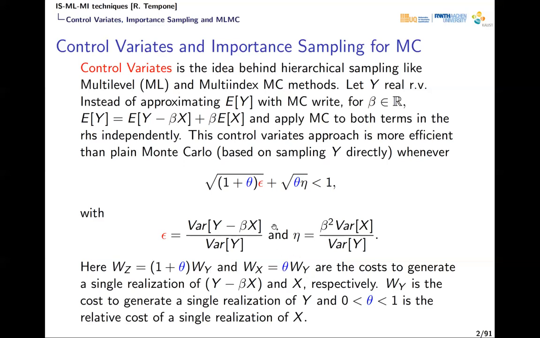So this technique will be efficient whenever this happens. Namely, again, x has to be cheap and sufficiently correlated to make epsilon small and also theta small. If that is the case, the first term is governed by the square root of epsilon, and the second term is governed by the square root of theta.